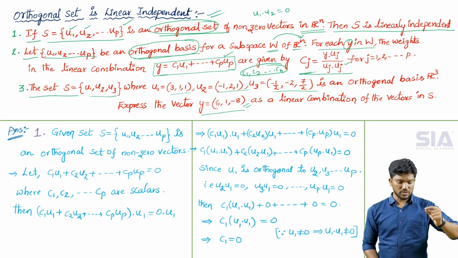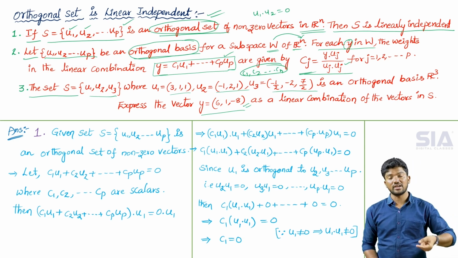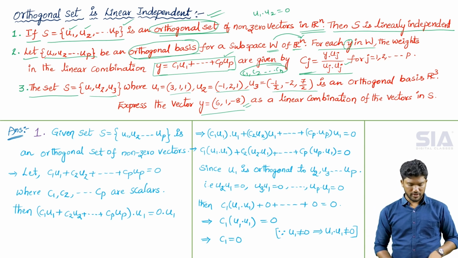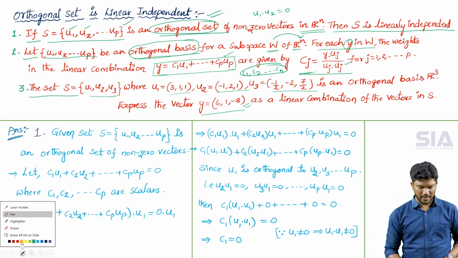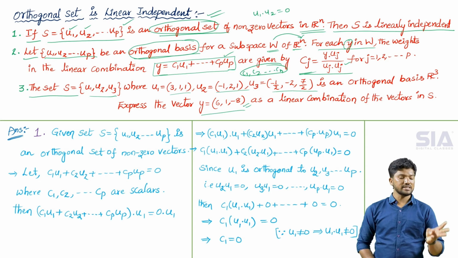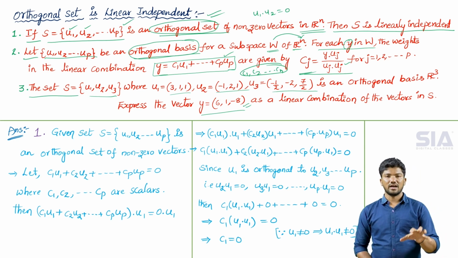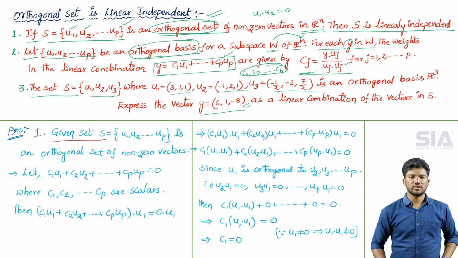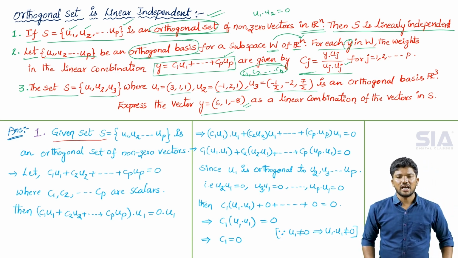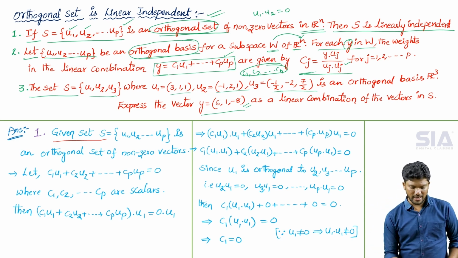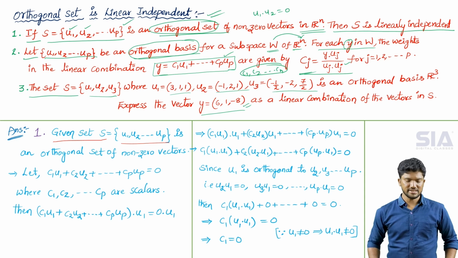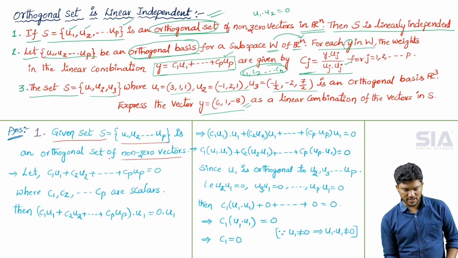So the first question is related to the second question, and the second question is related to the example for the third question. With this lecture we will get clarity on orthogonal basis, orthogonal set and the weights formula. First of all we are going to discuss that the given set capital S is equal to u1, u2, up to u suffix p, an orthogonal set of non-zero vectors, is linearly independent.